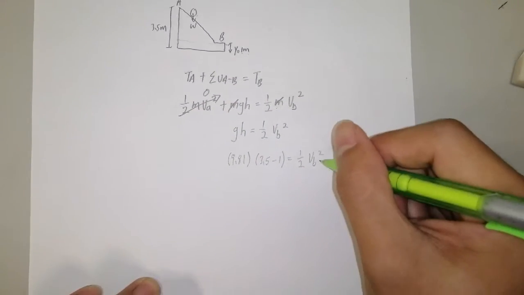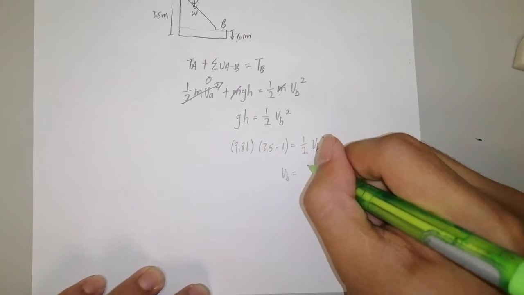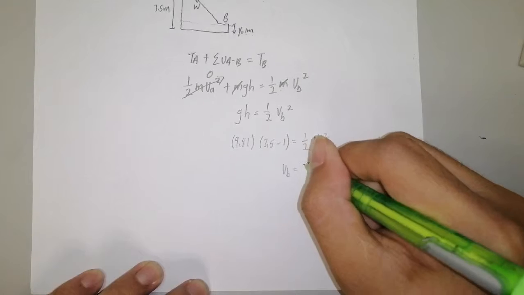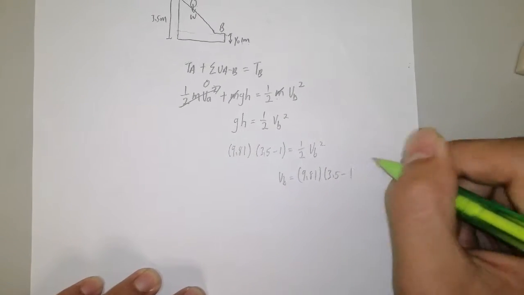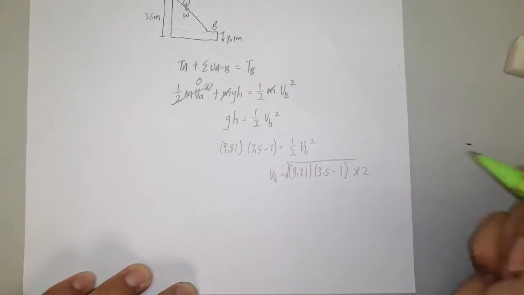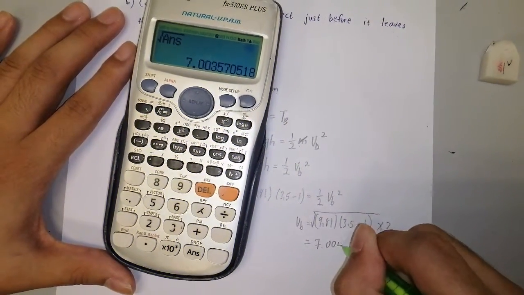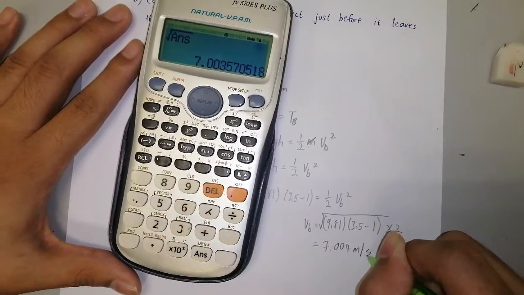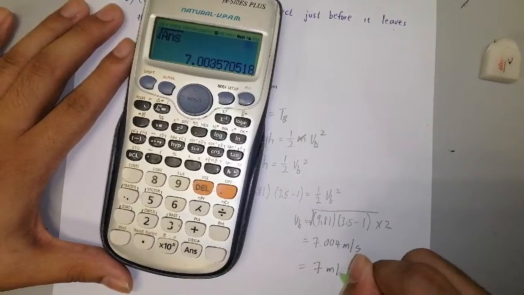Then we solve for vB equal to the square root of 2 times 9.81 times (3.5 minus 1). The velocity we get is 7.004 meter per second. And then we can round it to 7 meter per second.